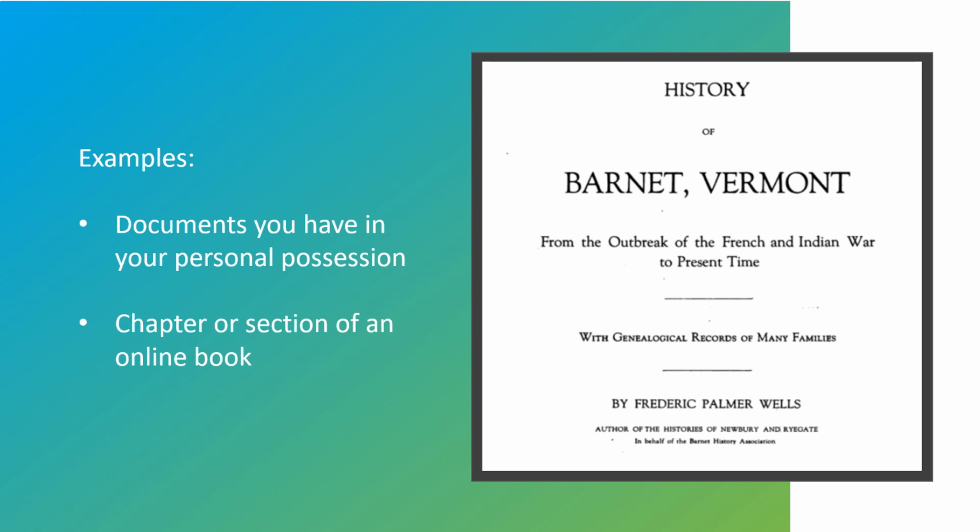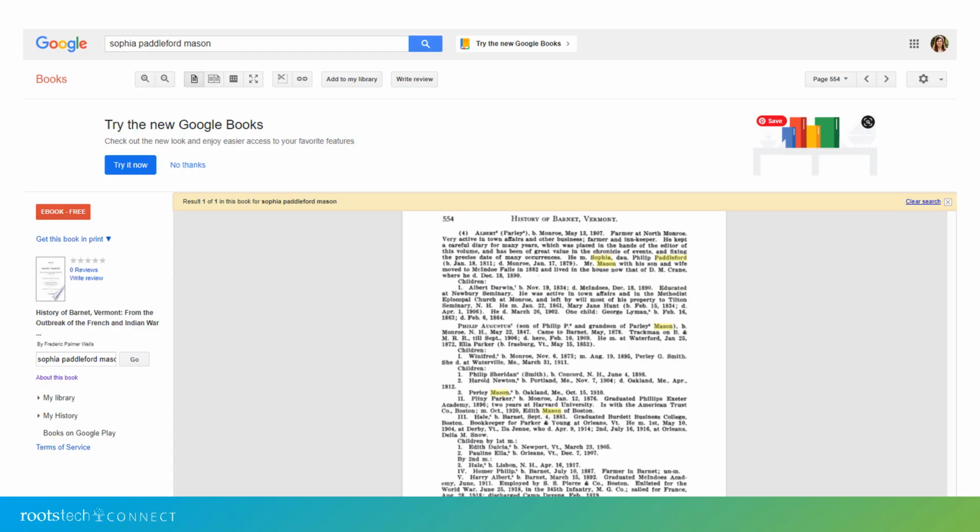In my case, I found a book about the history of Barnet, Vermont, which is where Albert Mason and Sophia Padelford moved later in life. Albert and Sophia were mentioned on page 554 of this book. This book adds a key detail to Albert and Sophia's lives. It states that Albert was a farmer and an innkeeper. This would explain why there are random people living in their household on each census record I discovered.